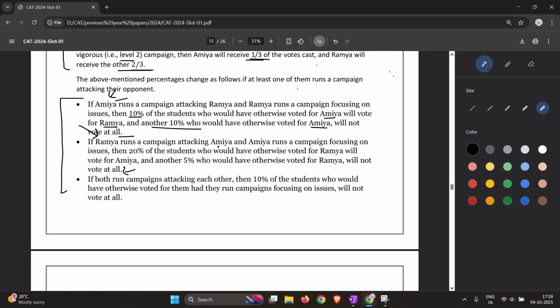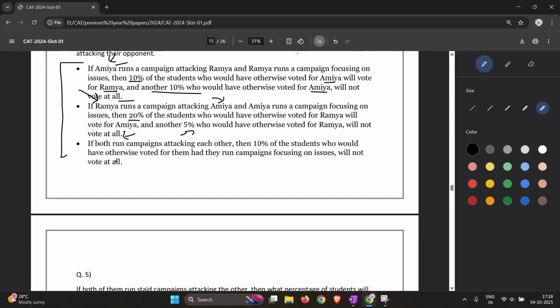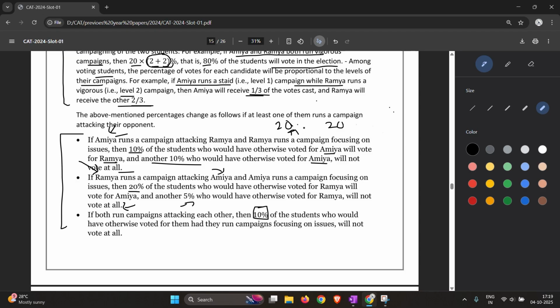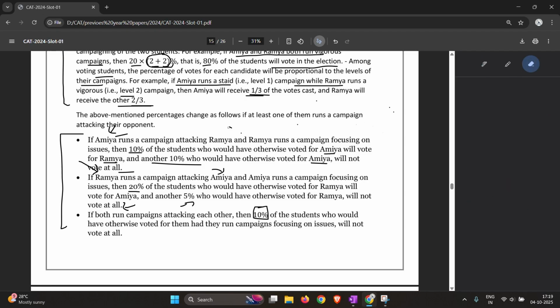If Ramya runs a campaign attacking Amya, then there's a similar condition, but only the percentage is changed. So 20% of Ramya's voters will go to Amya, and 5% of Ramya's voters will not vote at all. And if both of them attack each other, then a total of 10% of students who would have voted will not vote at all. So in this case, if 20% was here and 20% was here, that is 40% total. 10% of that would be 4%, so 4% will not vote at all. So 2% from each side, I guess, is what they mean.